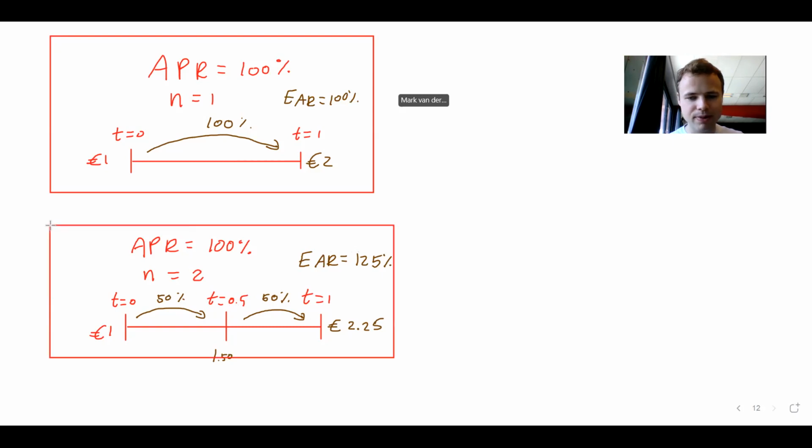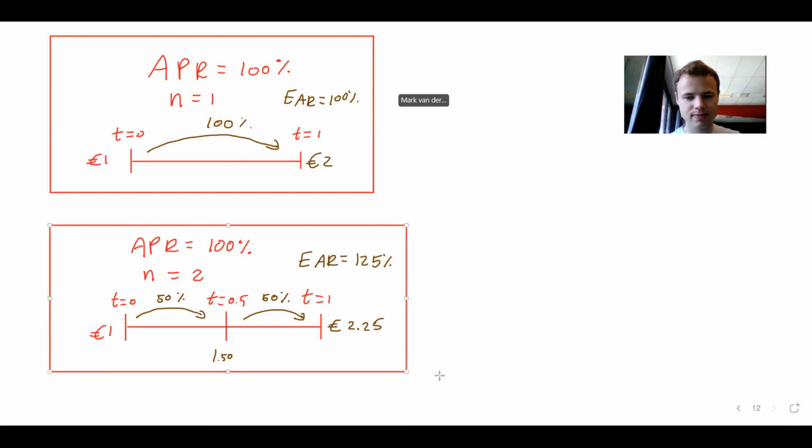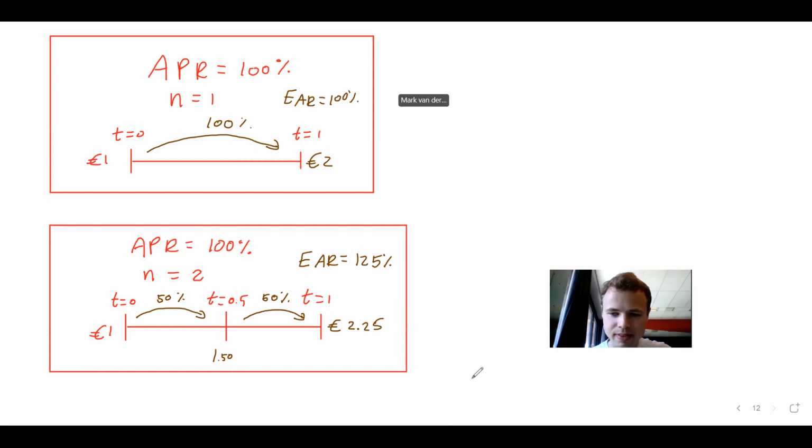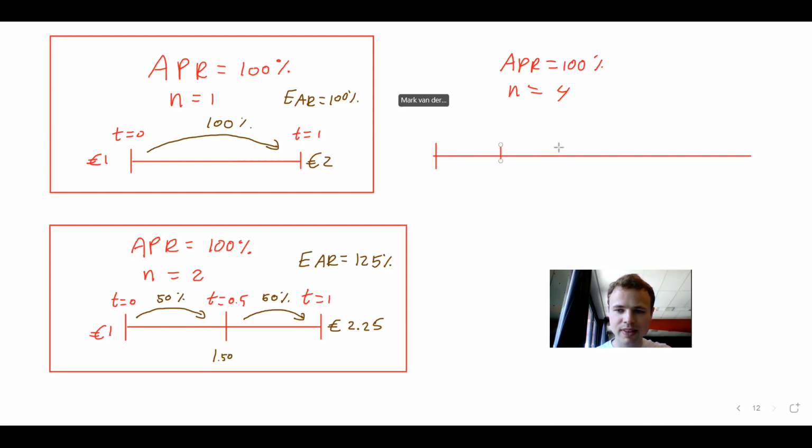Let me do another example. APR is 100%. And now the N is 4. So the interest will be paid out quarterly. End of first quarter, end of second quarter, end of third quarter, end of fourth quarter.